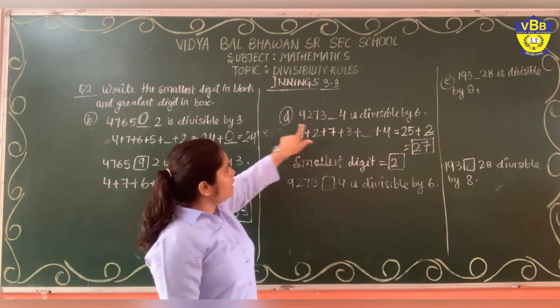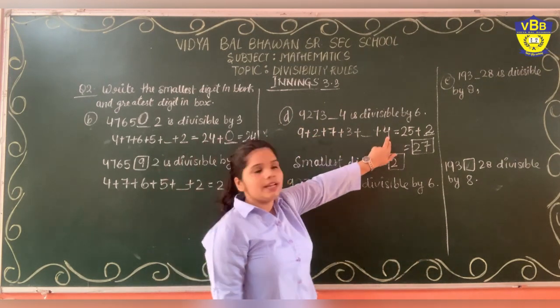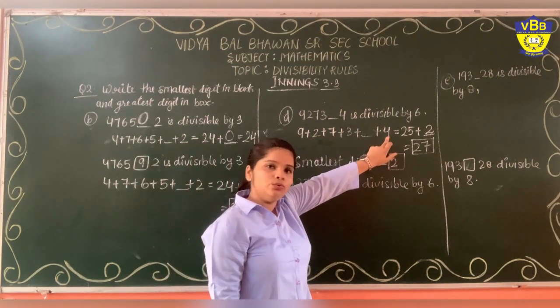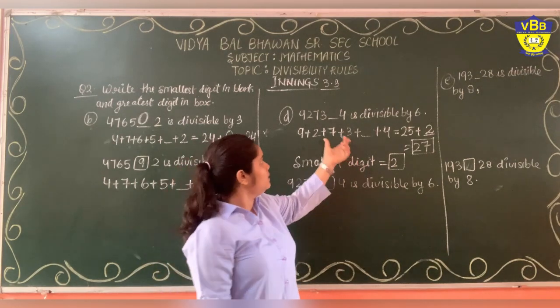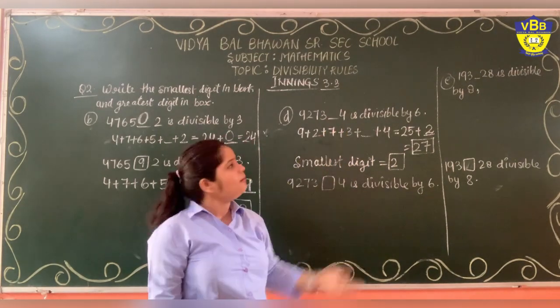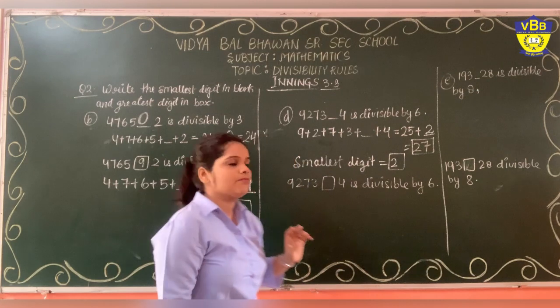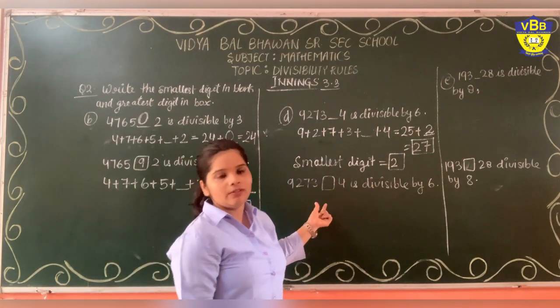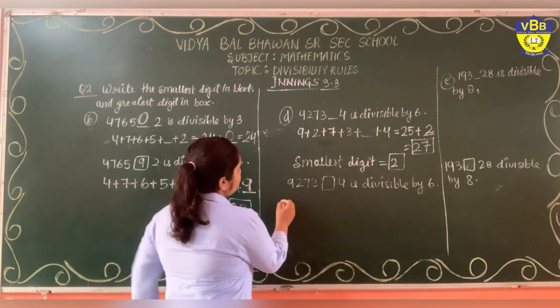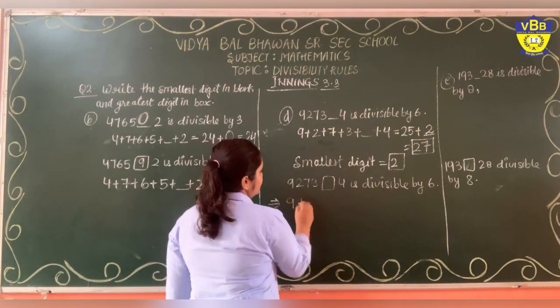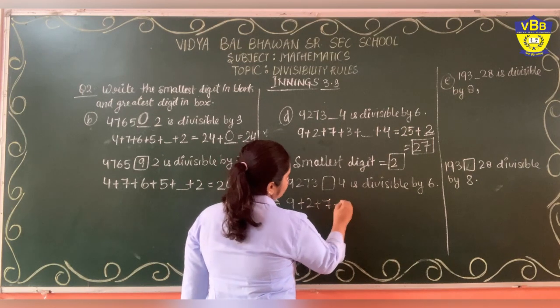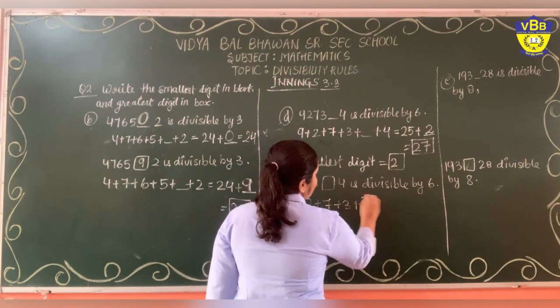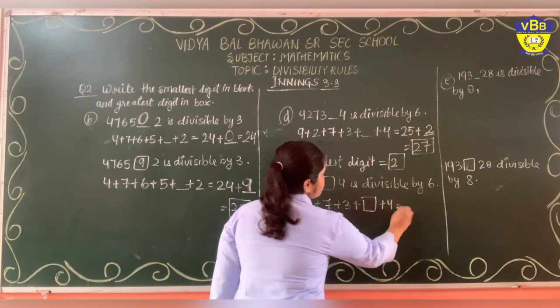And we have already seen, because the number is ending with 4, it is divisible by 2. So the final answer after writing 2 here will become divisible by 6. Similarly, we have written the smallest here. Similarly, we have to write the greatest one. So when you do the sum of the digits, you know the sum here is 25.